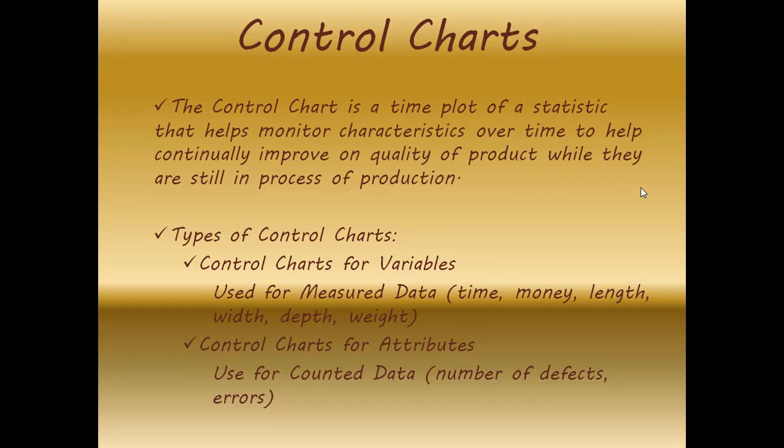For variables, the control charts are used for measured data like time, money, length, depth, etc. And for attributes, the control charts are used for counted data, for example, number of defects, errors or mistakes, and so on. So in essence, WorkFusion ensures that any human or machine action that is involved in building these repetitive automation projects is quality controlled using Six Sigma methods to ensure precision and preventive controls.